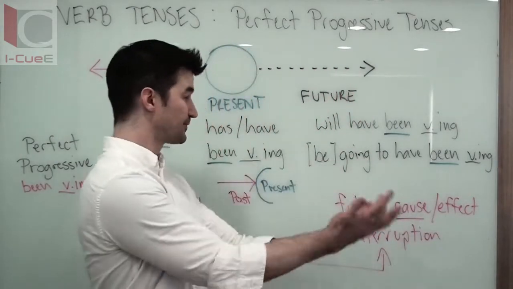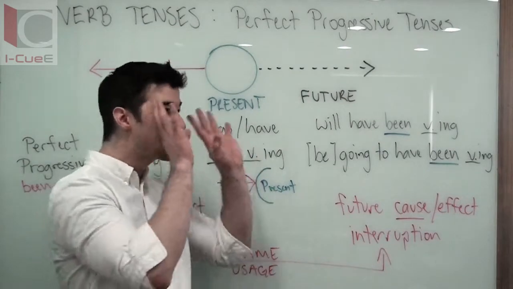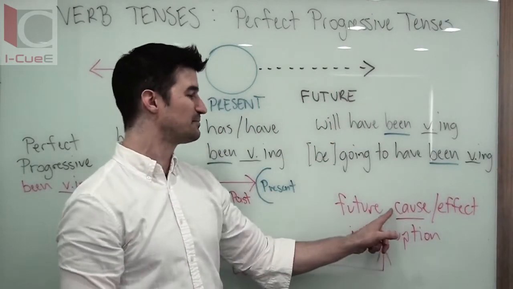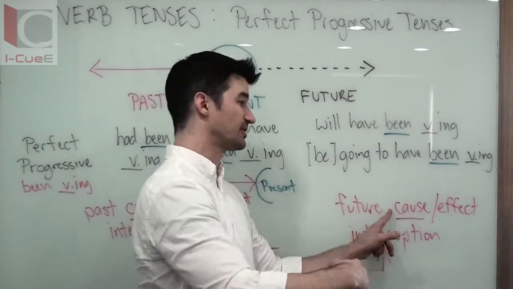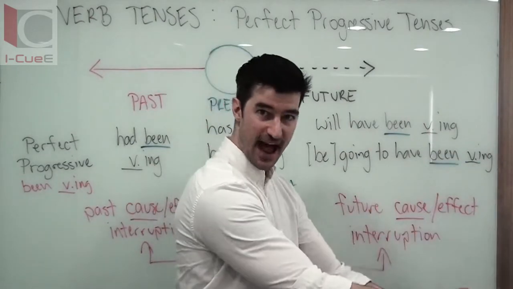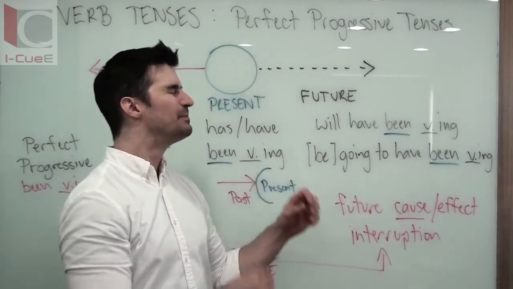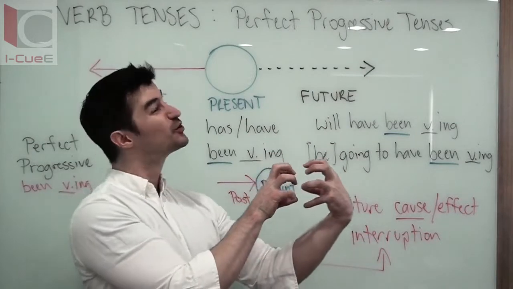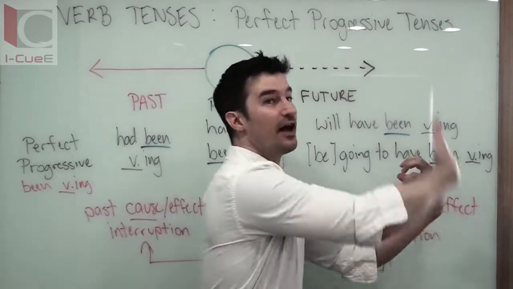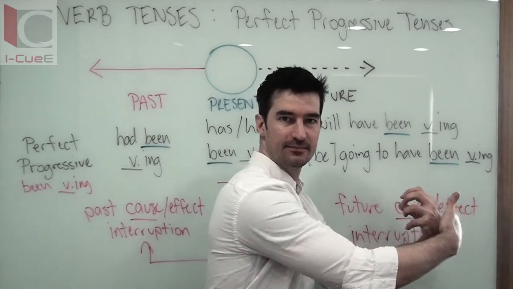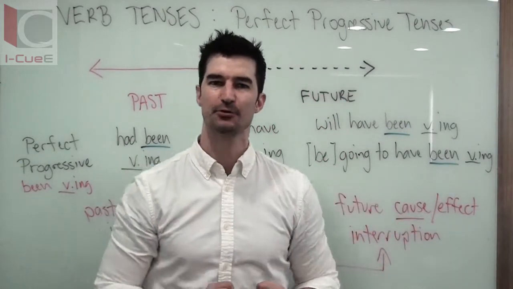And the same is true for the future. When you think about the future, you would be thinking about some sort of future cause for some sort of, obviously, future effect. Or you would be thinking about some sort of action that's going to extend into the future and then, this will happen. Okay? So, we'll give you examples in just a minute.